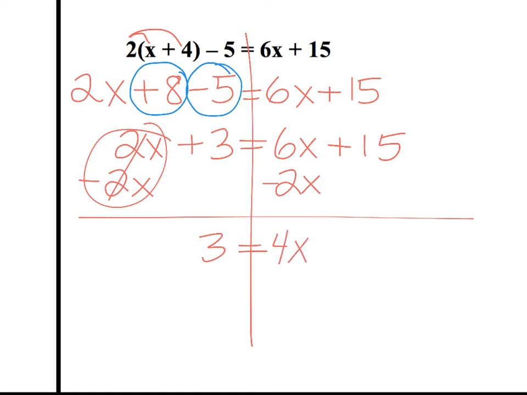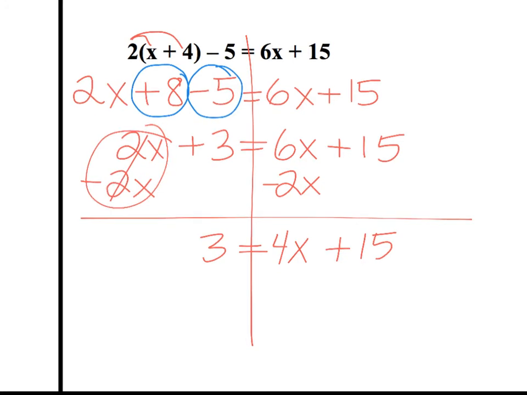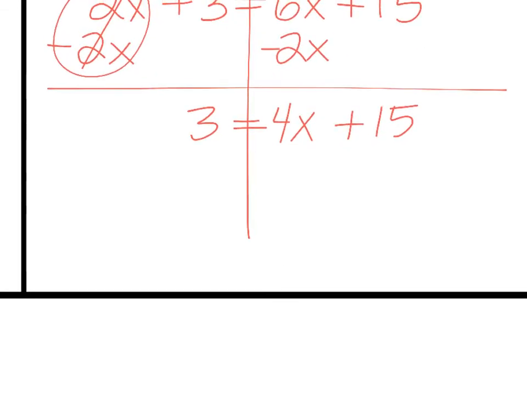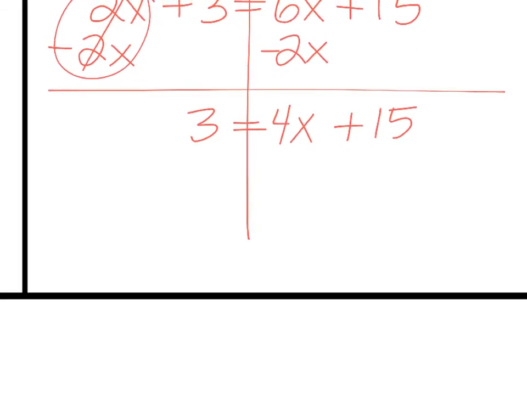4x plus 15. Now, if you subtract 6x, that's not wrong. You'll just have to work with some negatives, but that's fine. Either way works. What next, Emily? You subtract 15 from both sides. Class, what's 3 minus 15? Negative 12.